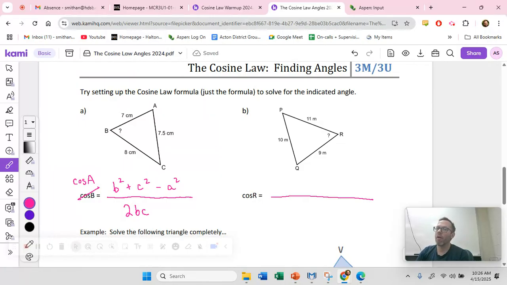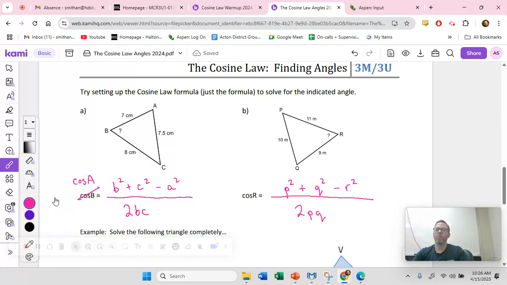If you're finding cosine R in triangle PQR, it would always be the other two sides, the other two letters, P squared and Q squared. You would subtract the R squared. And on the bottom, always 2 times the other two letters.